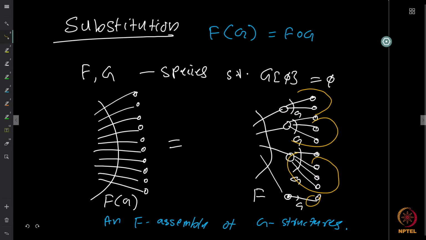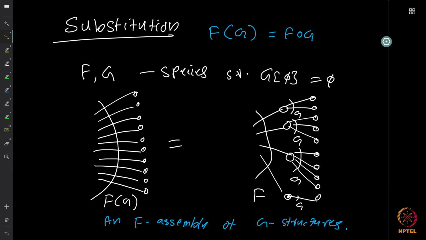And then considering these G structures as elements of a set, you put an F structure on these elements, right? So on the G structures. Or basically it is an F assembly of G structures. You are assembling the G structures into an F structure. Okay, so this is called the substitution.